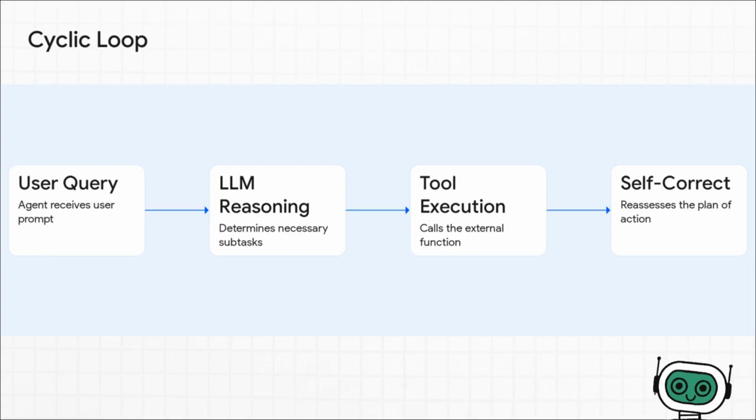The agent actively looks at the tool's output. If that web search returned an error, or if the database record came back completely empty, the agent doesn't just crash and throw an error to the user. It loops back. It tries a different tool. It essentially fixes its own mistakes before you ever even see a response.